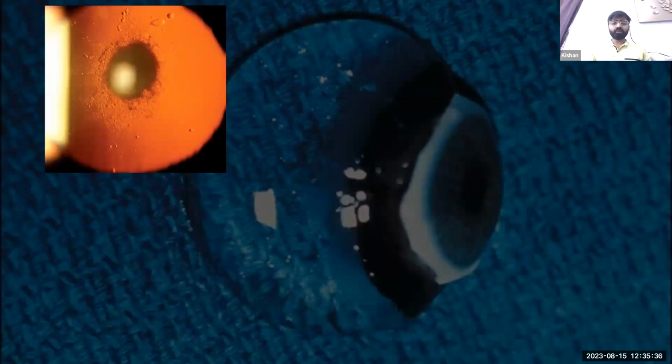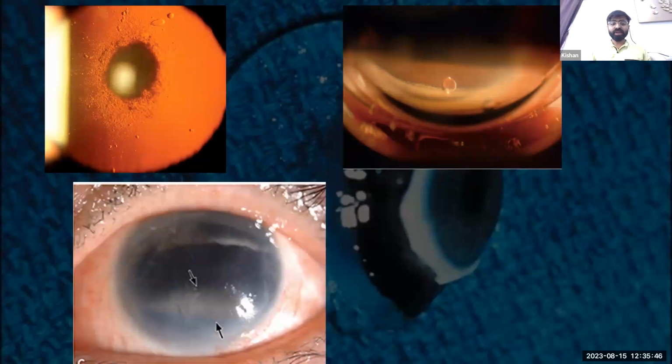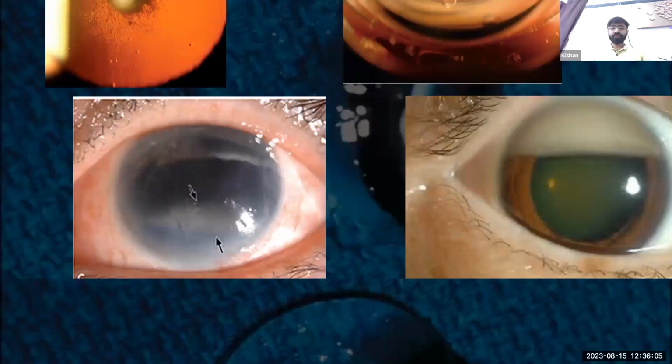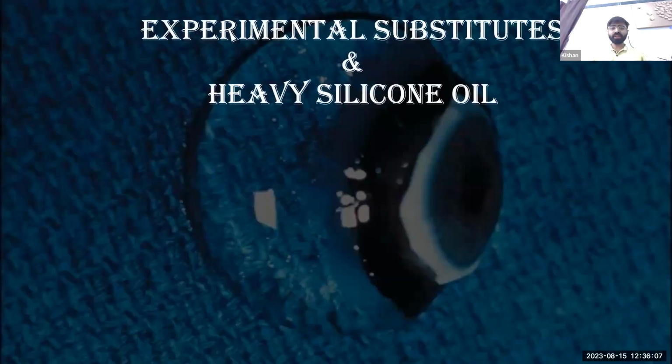Now we will move on to the complications. The first is posterior subcapsular cataract. The second is secondary angle closure glaucoma due to the silicone oil. The third is band-shaped keratopathy. This is due to silicone oil toxicity. And fourth is emulsification of the oil, due to the formation of hypervolume. So we can remove it after a long time. Heavy silicone oil is under experimental study.